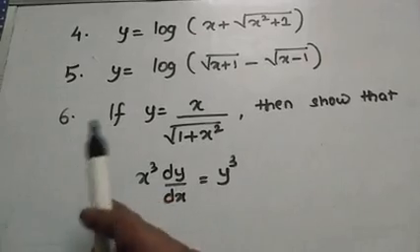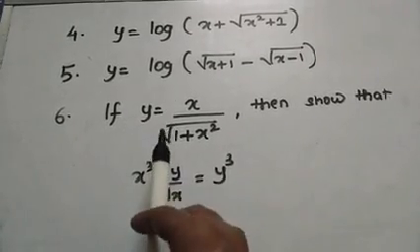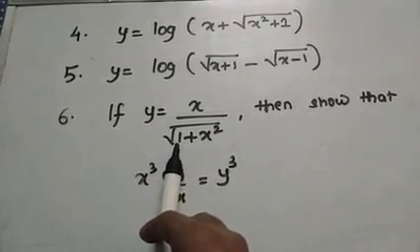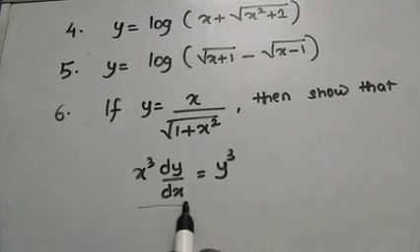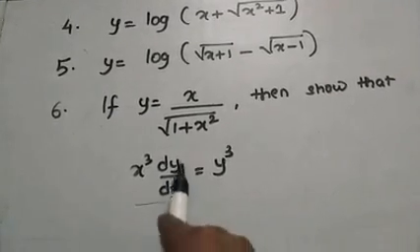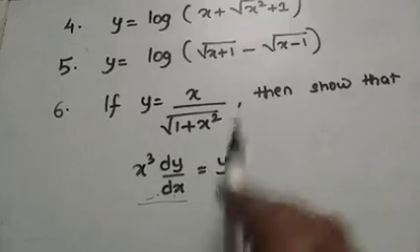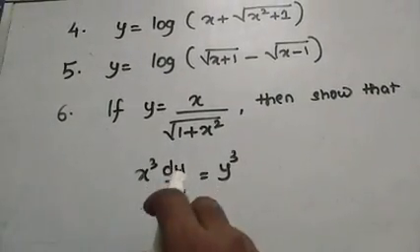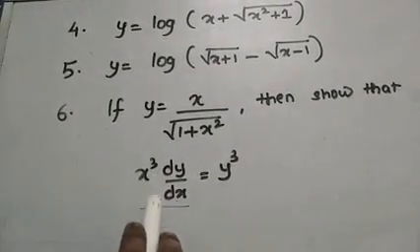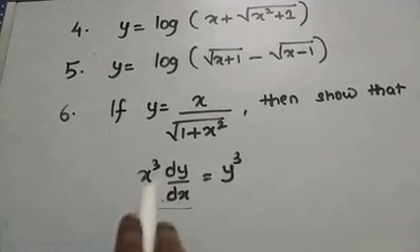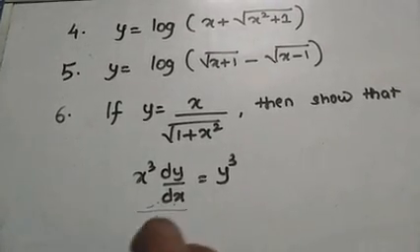And question number 6, for that I'm just giving you a hint. First of all, you find dy by dx. Then in the left hand side part, you put the dy by dx value and simplify, you will get y cube. Just try to do that. If you find any doubt or problem while solving these questions, just let me know. I will solve that also.